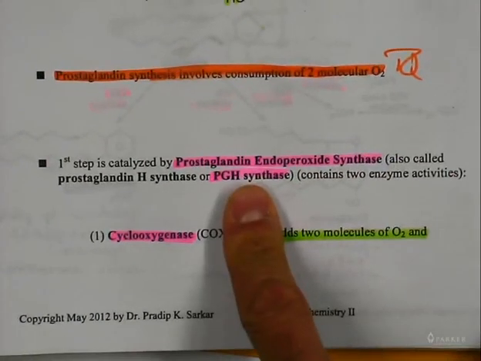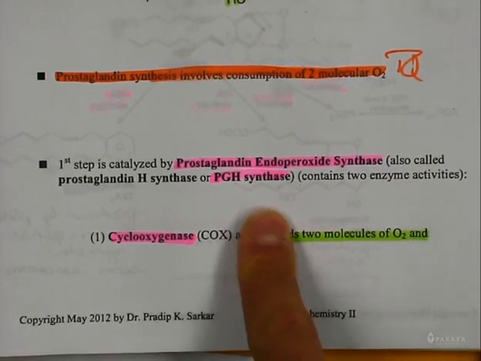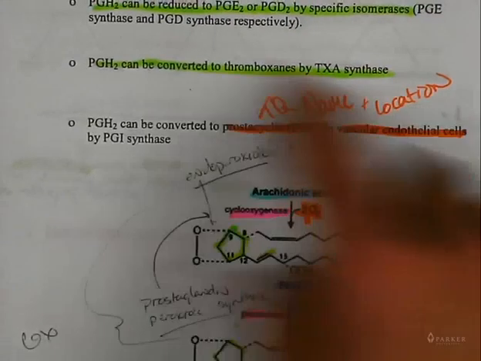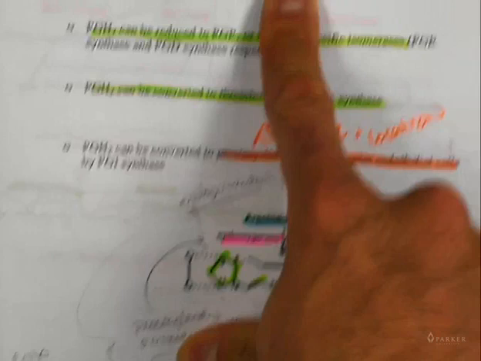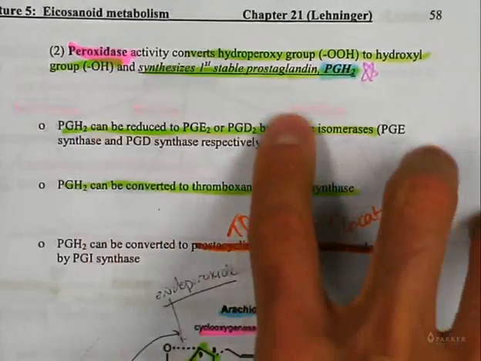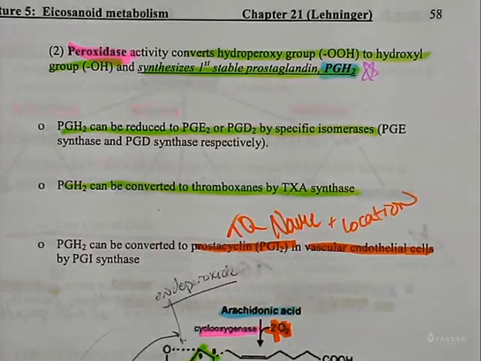First step is catalyzed by prostaglandin endoperoxide synthase. We have a nice little chart on the next page, so don't worry about it too much here. COX adds 2 molecules of O2. If we look on the next page, it's got all your little charts up here. Peroxidase activity converts the hydroperoxy group to hydroxyl group. Great. You do want to know this. To synthesize the first stable prostaglandin. The first stable prostaglandin is PGH2. PGH2 stands for prostaglandin H2.